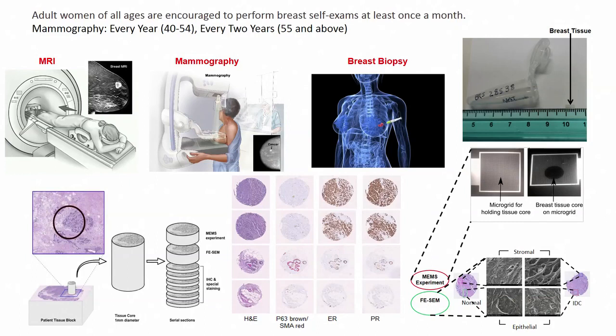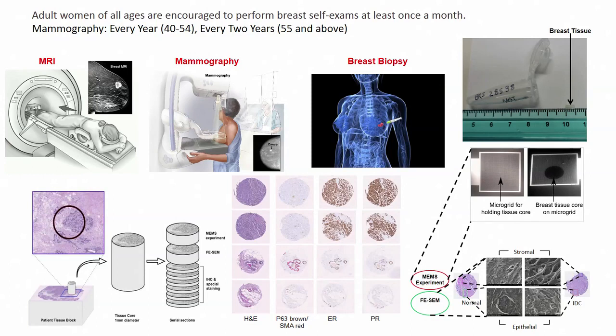A woman who is 55 and above should go and do this testing once every 2 years. If you see the slide, that is what is written. All adult women of all ages are encouraged to perform breast self exams at least once a month. Like I said, stiffness, leaky fluids, inflammation, that is all self examination. And mammography every year for 40 to 54, women between this age should go every year, in fact those younger than that should also go every year, and every 2 years at 55 and above.